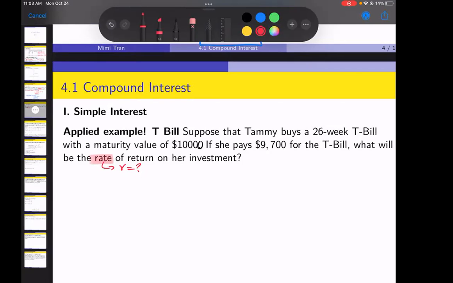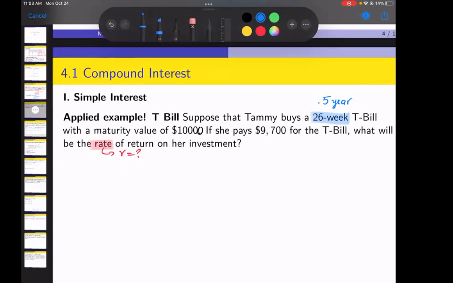For a T-bill, the maturity is, by the way, T is always in years, right? So at most 1 year. How many weeks in 1 year? Very good, 52. So 26 weeks will be what of a year? Yeah, half of a year. So you have to change that back to 0.5 year. And then you plug it in. I equals PRT.